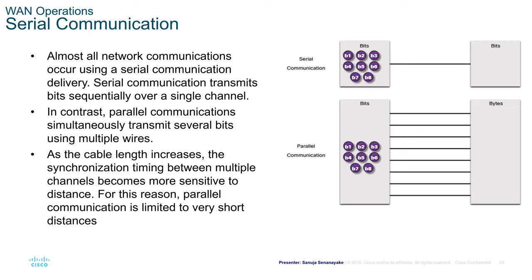So remember that. With serial communication, there is no need for synchronization, so you can have large distances with minimal impact on it. However, with parallel communication, as opposed to serial communication, synchronization matters. So as the distance increases, parallel communication is going to be a problem and going to have some issues associated with it. So parallel communication is distance sensitive, and serial communication is not distance sensitive because you don't need to synchronize anything.